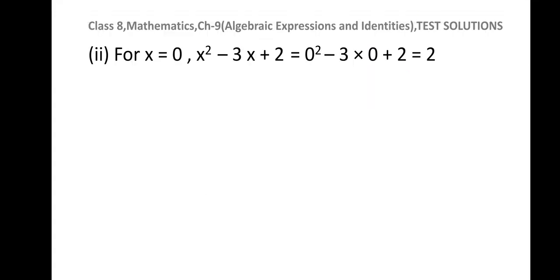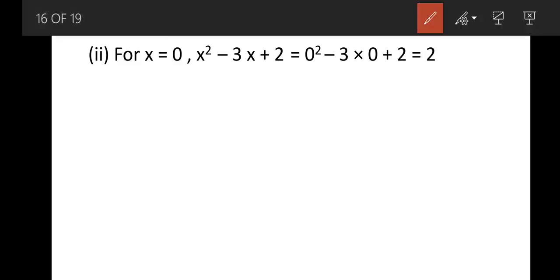Now coming to the second part, it is x is equal to 0. Wherever x is present, you need to put x is equal to 0. So it will be 0 square minus 3 into 0 plus 2. So 3 into 0 is 0, 0 square is 0. What are you left with? Plus 2. So 2 is the answer for the second part.